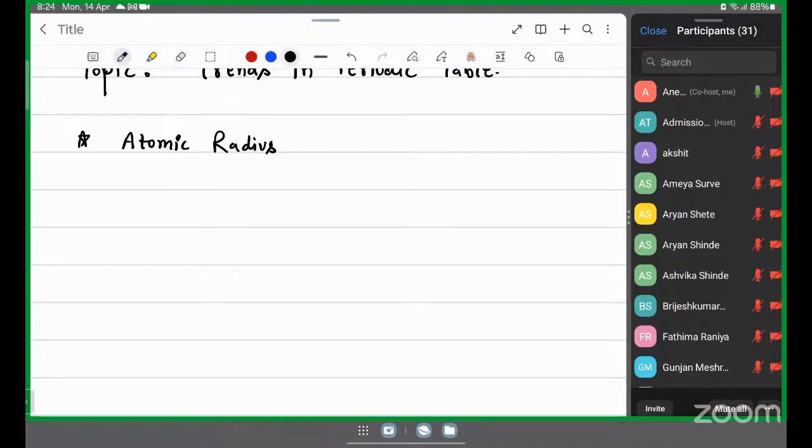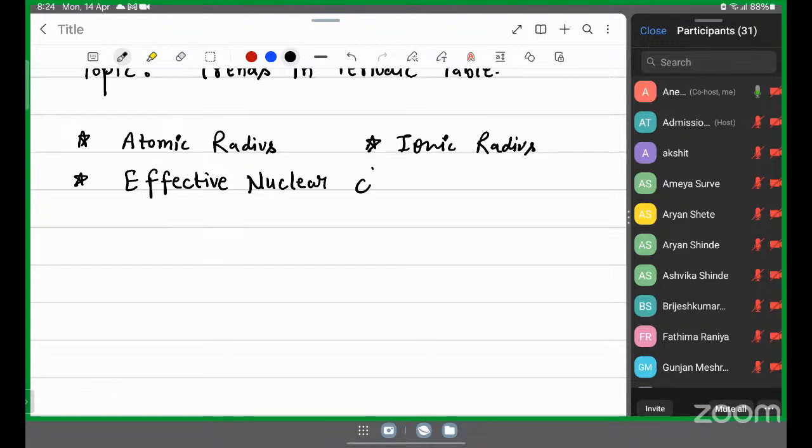Apart from atomic radius, we also have ionic radius. Ionic radius is the radius for ions, that is distance between the center of the nucleus to the outermost cell of any ion, whether it is positive or negative. Then we have effective nuclear charge, which is given by Z effective is equals to Z minus sigma.